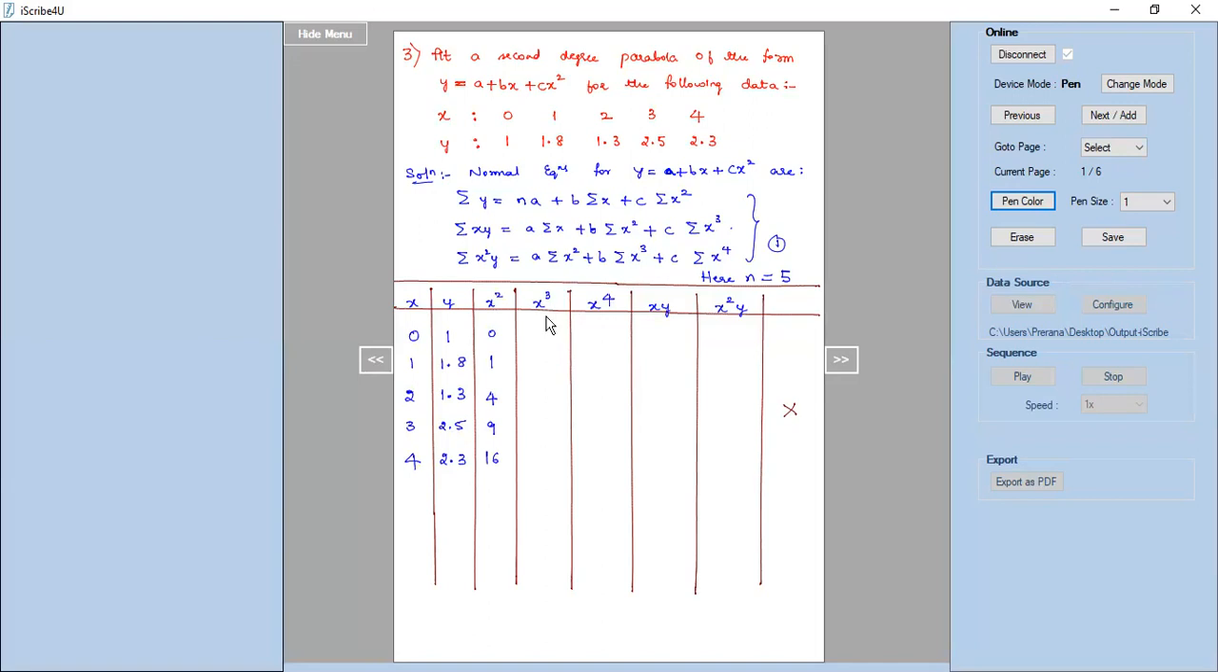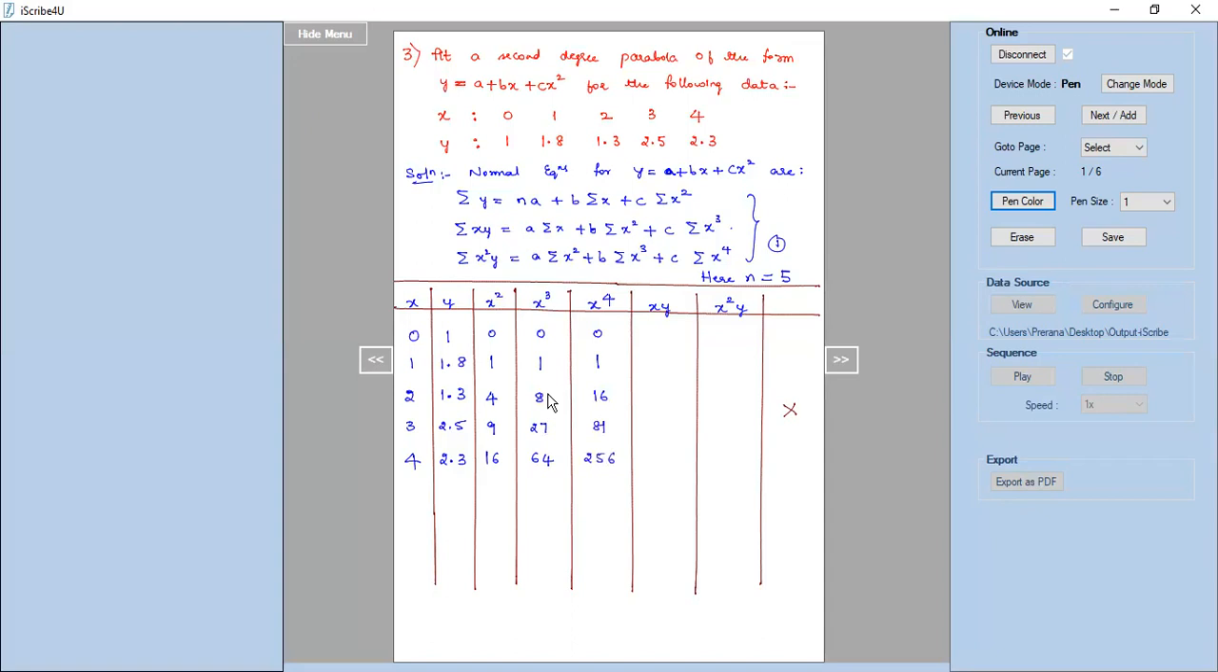Then we have x cube. So cube the values of x and write down. So we respectively obtain 0, 1, 2 cube 8, 3 cube 27, 4 cube 64. Then we have x power 4 values which are 0, 1, 16, 81, and then 256.